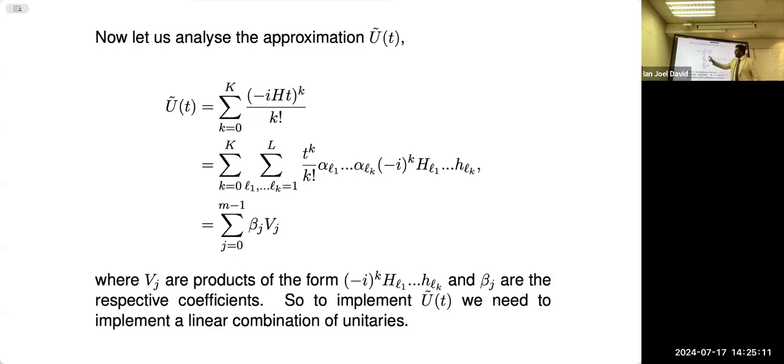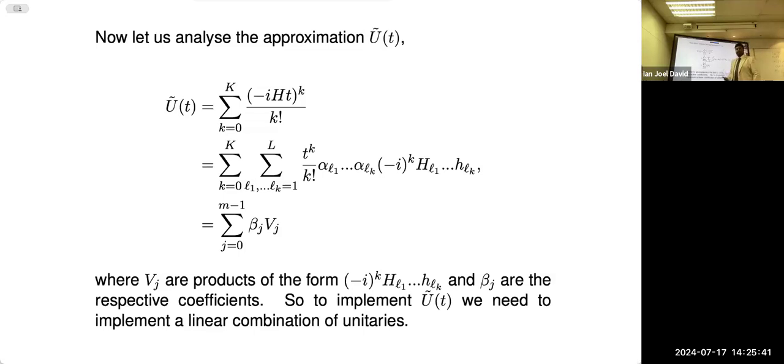So if I want to implement this U tilde of t, what I need to do is implement a linear combination of unitaries, because that's what I have to do. And this m here, there's just m terms in the sum. M is going to be whatever number you get after evaluating the sum. I didn't put an explicit calculation, but it's going to be all the terms here that correspond to beta j and b j. But the main idea is that we have to implement a linear combination of unitaries.